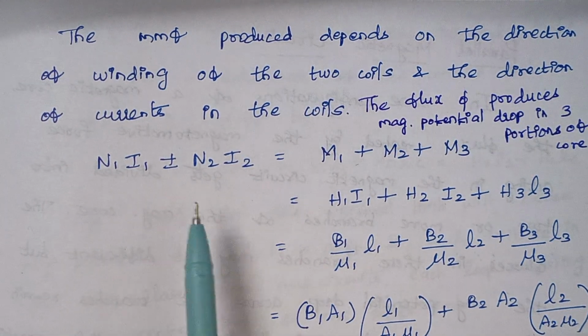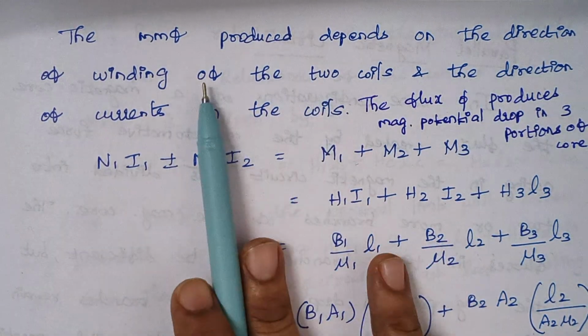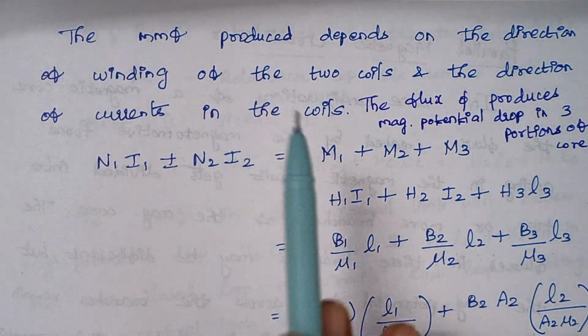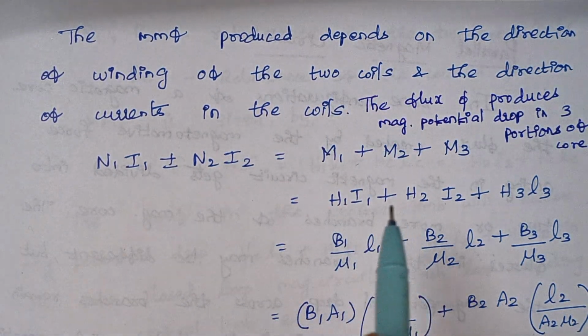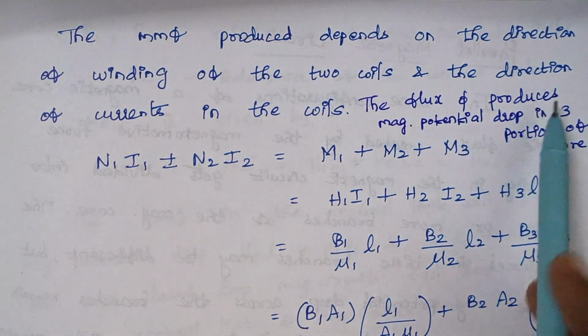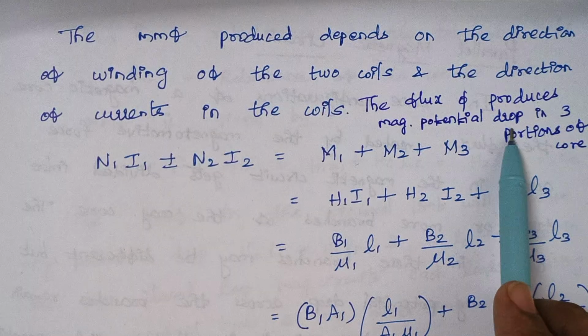The MMF produced depends upon the direction of the winding of the coils as well as the direction of the current. Finally, a flux is produced in a series magnetic circuit. This flux produces a magnetic potential drop, yes or no? Because whenever a flux flows through a core, it produces some drop.